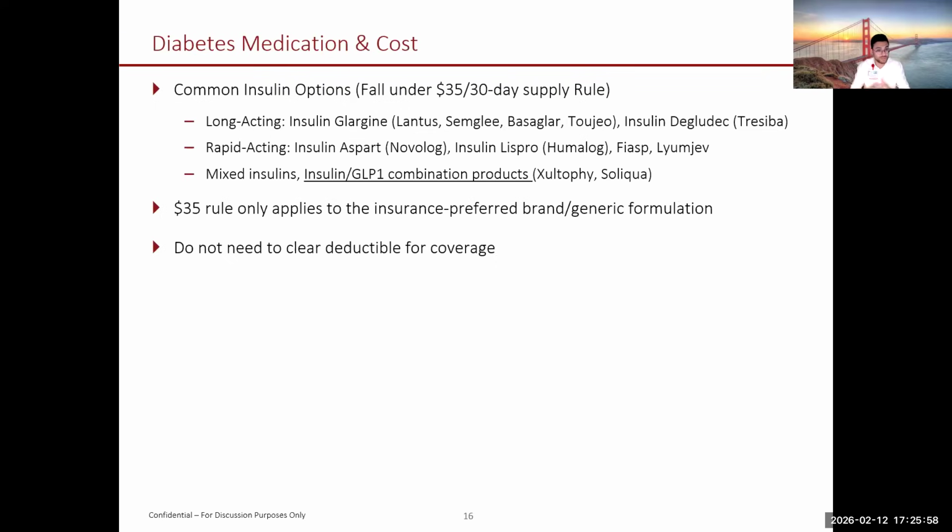Again, you may be asked to switch to a different brand. Almost every single insulin has an equivalent different brand or generic or biosimilar. That's the key. But after you do that, $35 for 30 days.